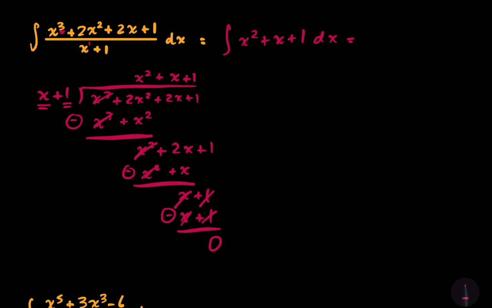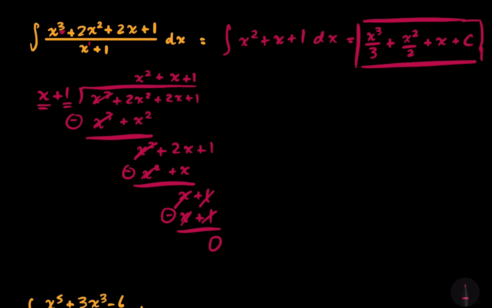The integral of x squared is just x cubed over 3. This is just the reverse power rule. The integral of plus x is x squared over 2. The integral of plus 1 is just plus x, and then we have a plus c at the end. And that right over there is our final answer. So we took a very complex looking rational integrand and simplified it into a simple second degree polynomial, and then we used the sum rule and the reverse power rule.